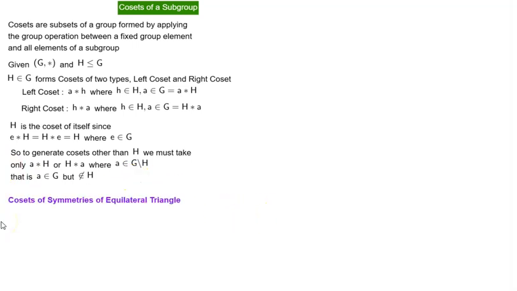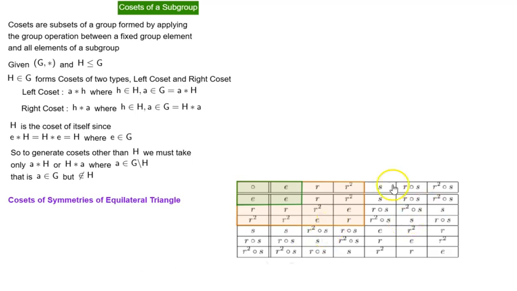So now let's take cosets of symmetries of an equilateral triangle. Remember S3, rotation, reflection. So let me just present it to you very briefly. So we have seen this, cosets of symmetries of an equilateral triangle. Here E is a rotation of 0 degrees, R is a rotation of 120 degrees. This is applying R twice, which means rotation by 240 degrees. This is flipping it across a line of symmetry.